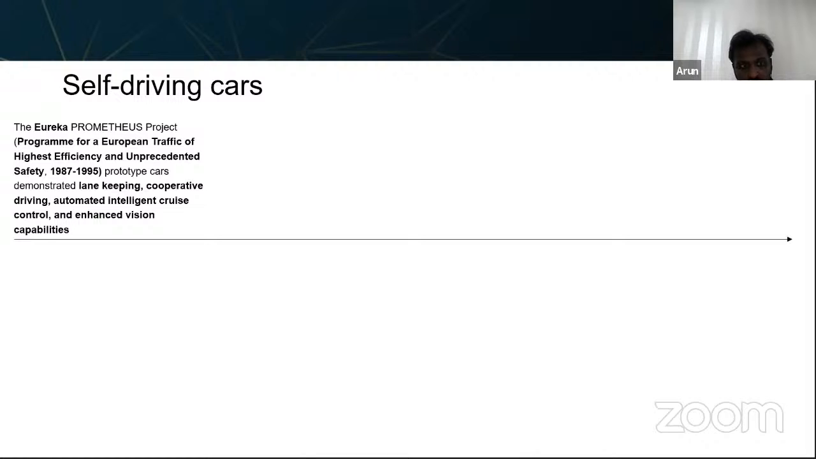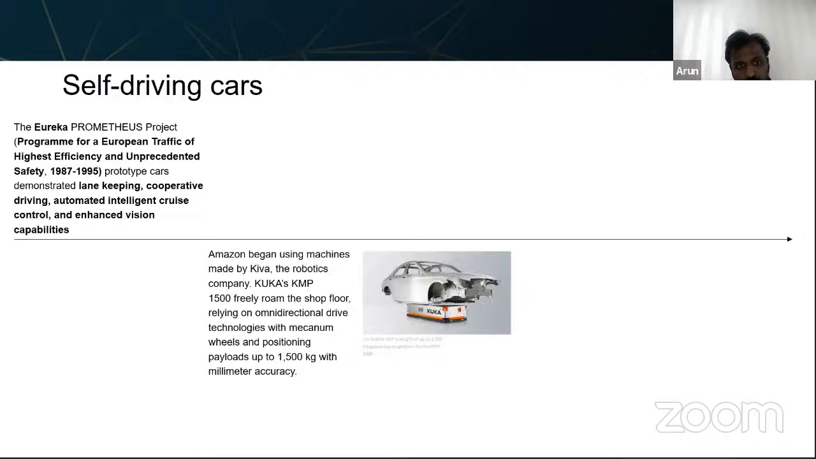And I think a lot of evolution started happening from this Prometheus project, where they started to build the prototype cars, which have features like lane keeping and cooperative assistance, and also try to have more enhanced vision capabilities and intelligent adaptive cruise controls.